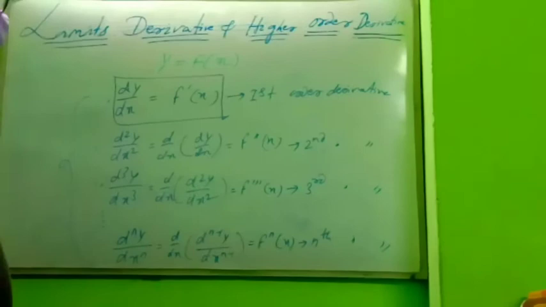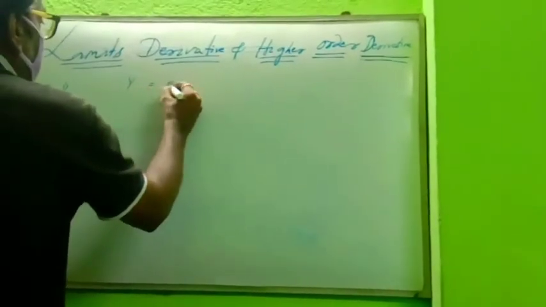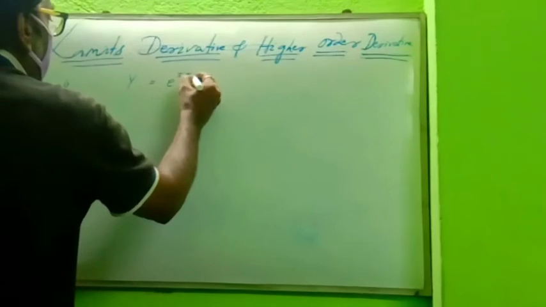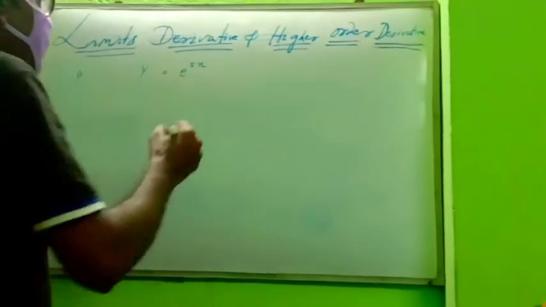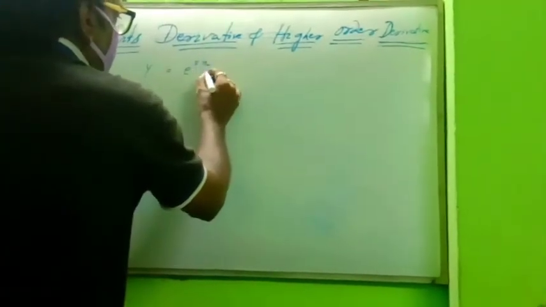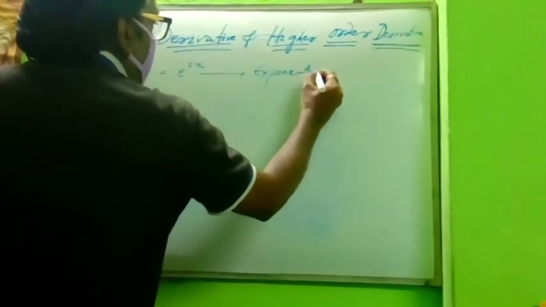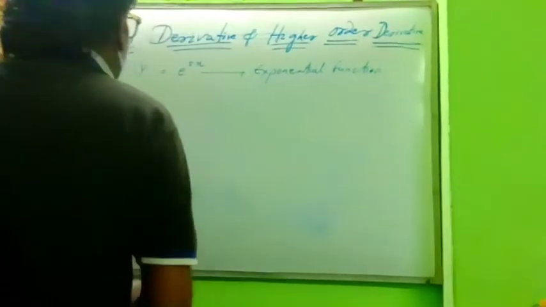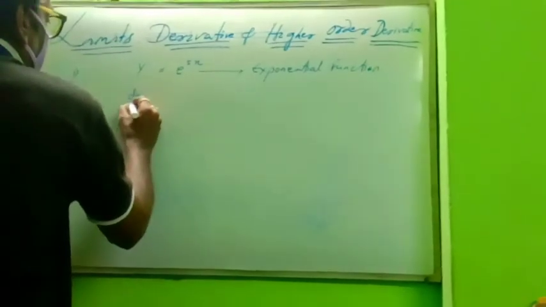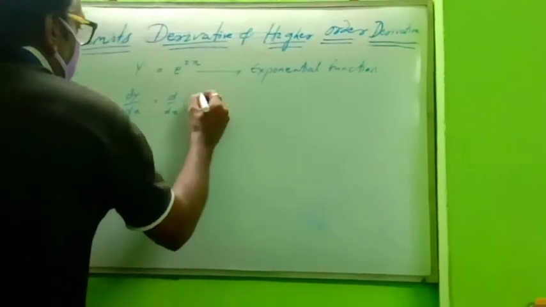Let me take one example for you. Take one question. Y is equal to e to the power 5x. It is an exponential function. 5 is the coefficient of x. This is an exponential function. You know, derivative of y, dy by dx, then derivative of e to the power 5x. It will be how much?